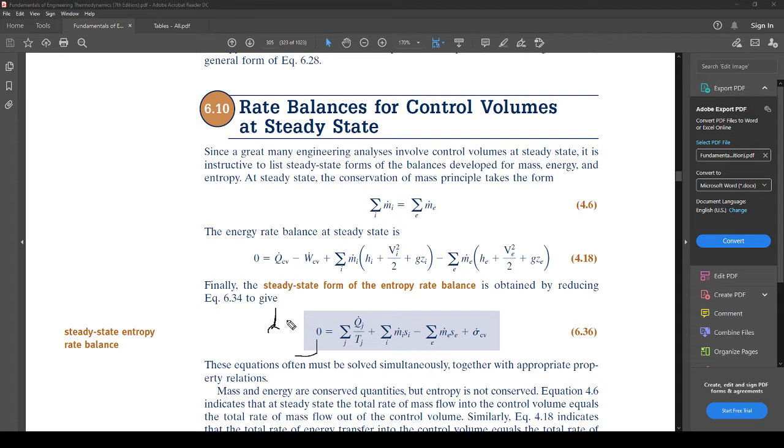So this used to be dSCV over dt right here. Does anybody know? Anybody want to take a shot at why that went away? So, no one wants to take the shot?